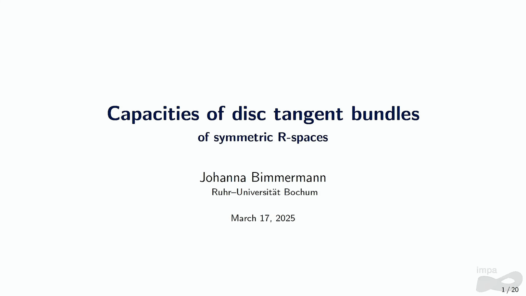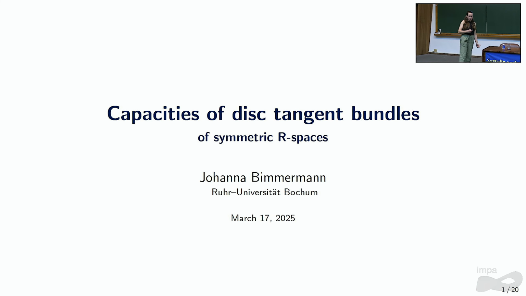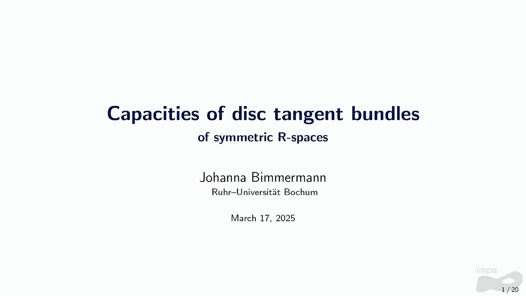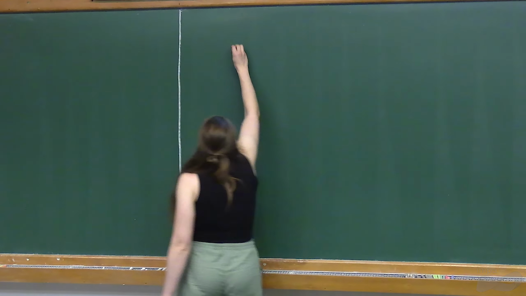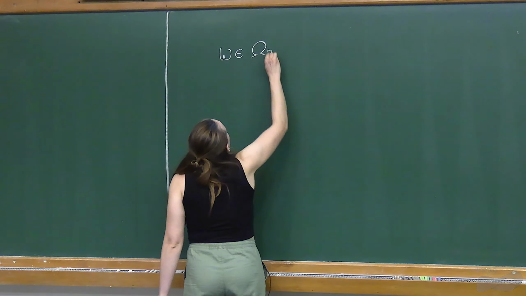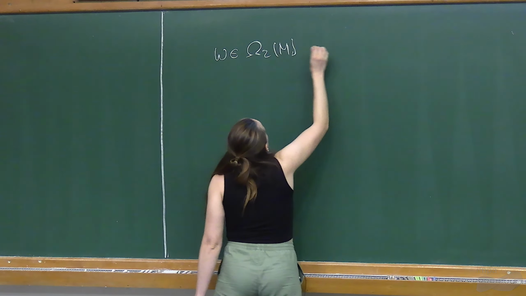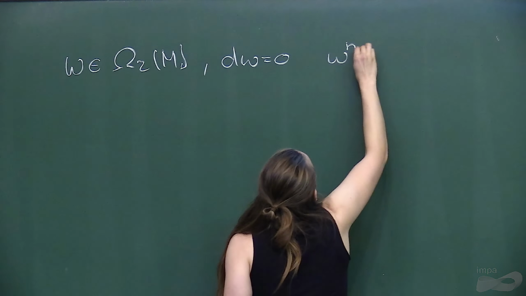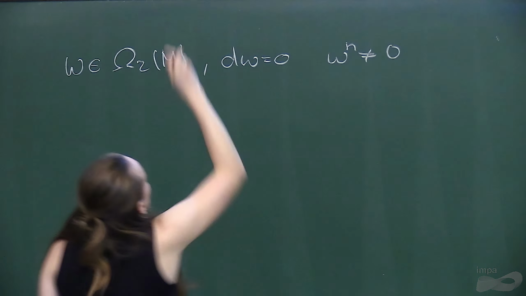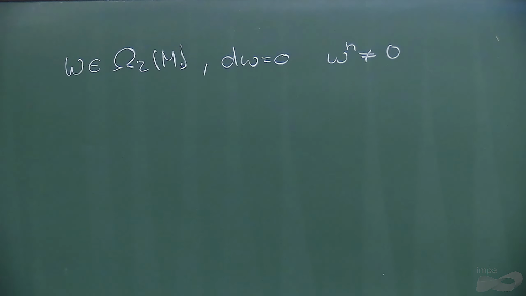Okay, so symplectic capacities are invariants of symplectic manifolds. So I will give a bit of background on symplectic invariants. To start with, we have a symplectic manifold, no restrictions so far on the manifold. And symplectic means that omega is a 2-form on M that is closed and non-degenerate, where n is half of the dimension of the manifold.